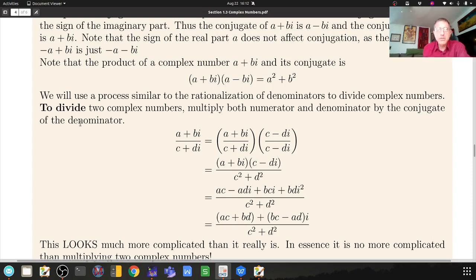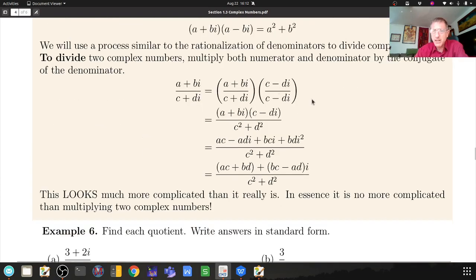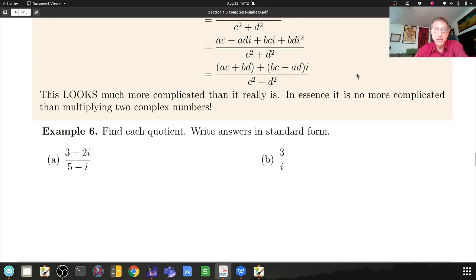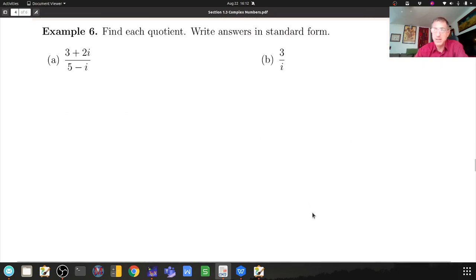So we're going to use a process similar to rationalization of denominators to divide complex numbers. And here I go through a bunch of algebraic manipulation, and it just looks terrible. It looks way more complicated than it is. So let's just do some examples.